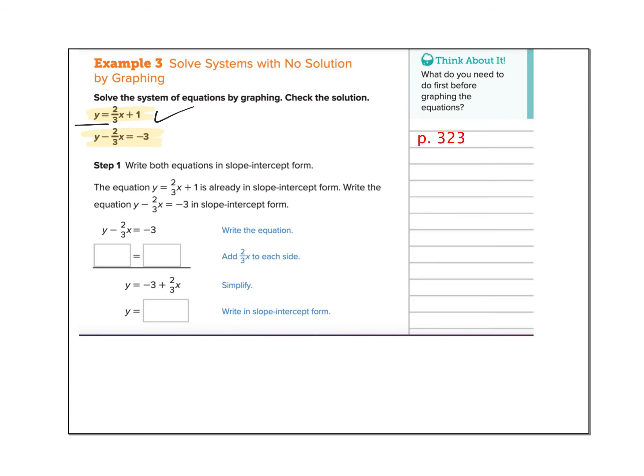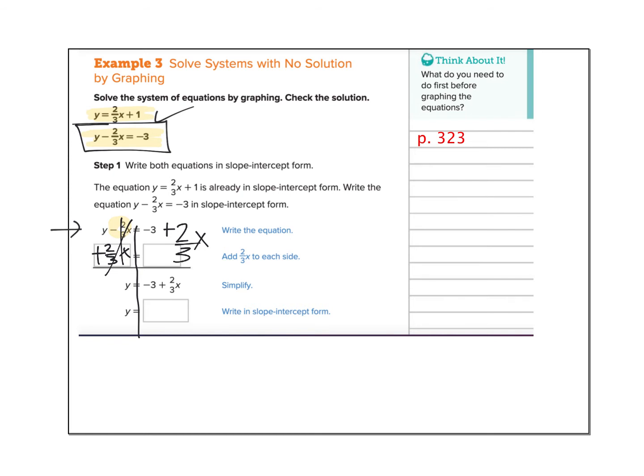If I look at my second one, that one does not look good. So I want to rewrite that one. I guess we could use the little boxes here. So it starts like this. I like to draw my line down. You guys know, I do not want anything over there with the y, so I need to get rid of this. To get rid of that, I'm going to add 2/3 x. If I add 2/3 x there, it cancels. Over here, I'm going to add 2/3 x.